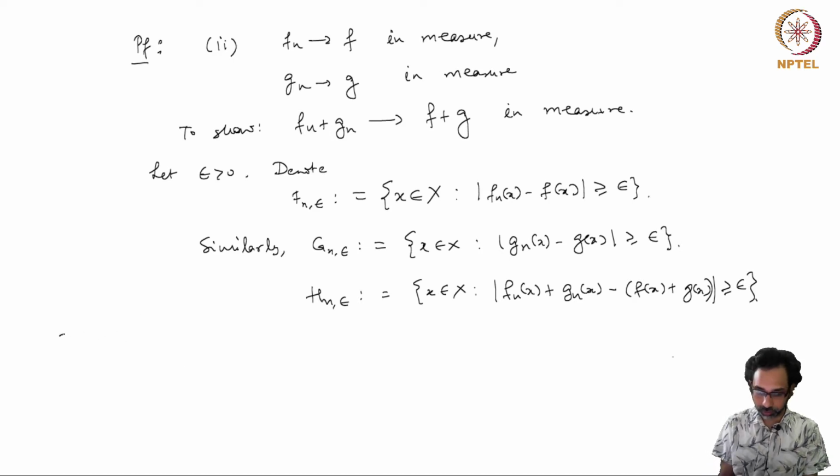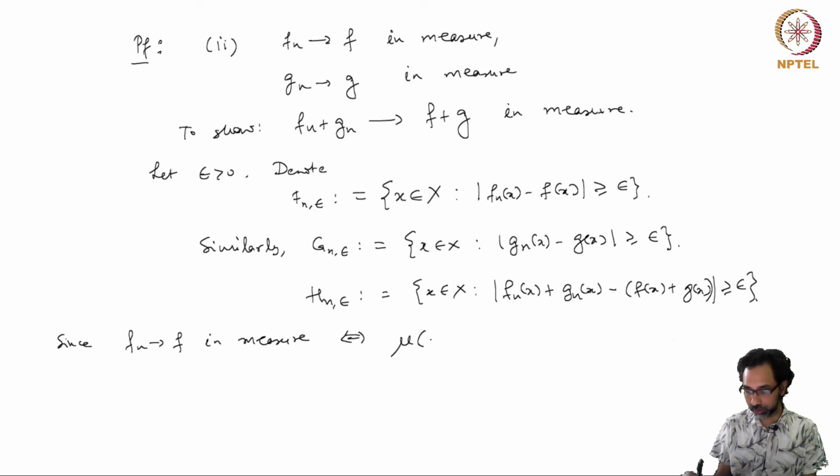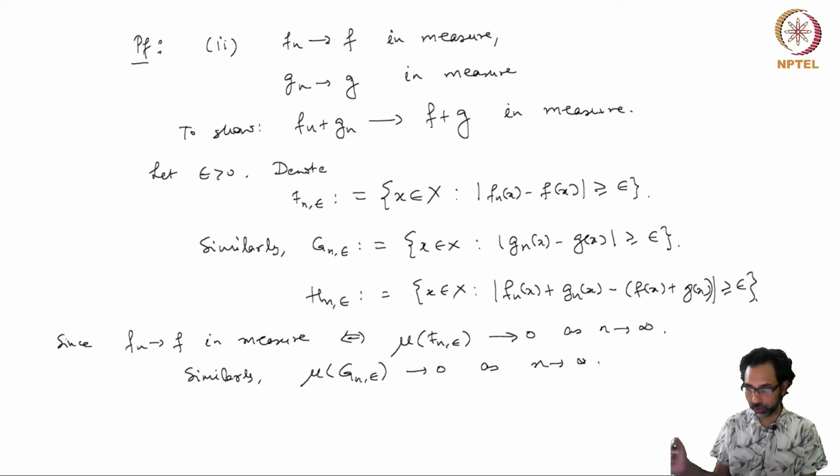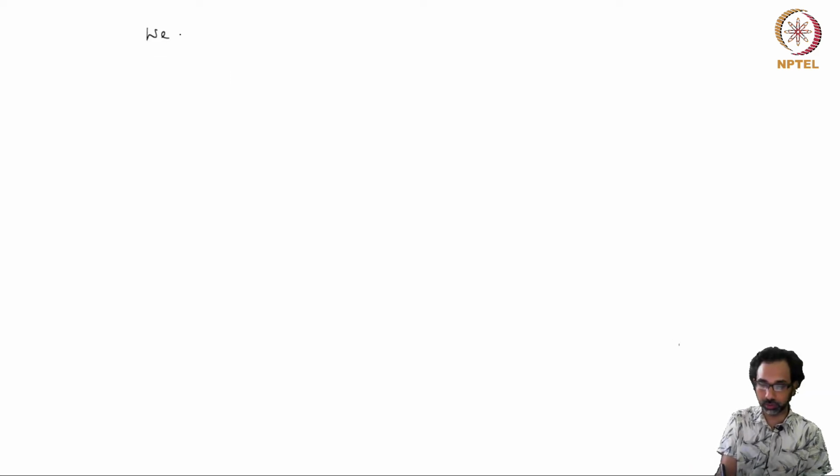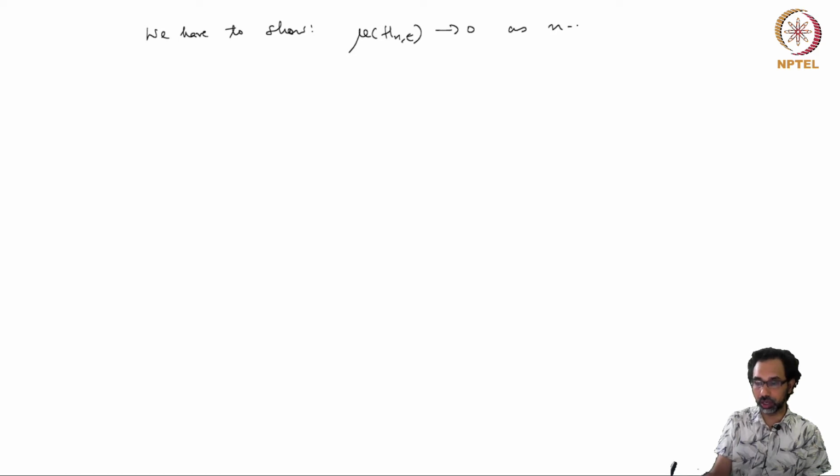So, since Fn converges to F in measure, this is equivalent to saying that the measure of these sets Fn epsilon goes to 0 as n goes to infinity. Similarly, we have that the measure of Gn epsilon goes to 0 as n goes to infinity, and we have to show that the measure of Hn epsilon goes to 0 as n goes to infinity.